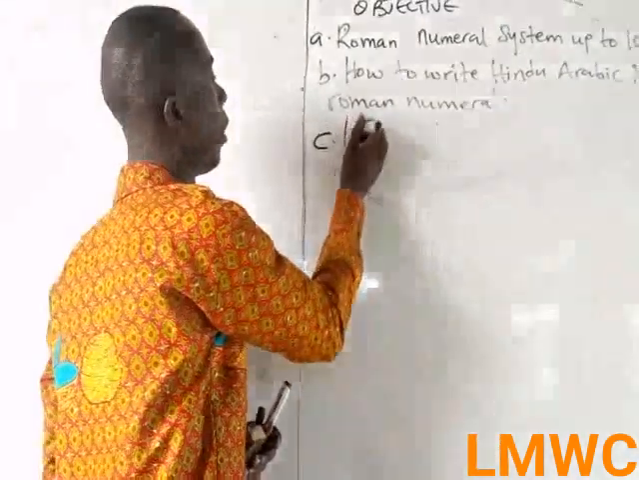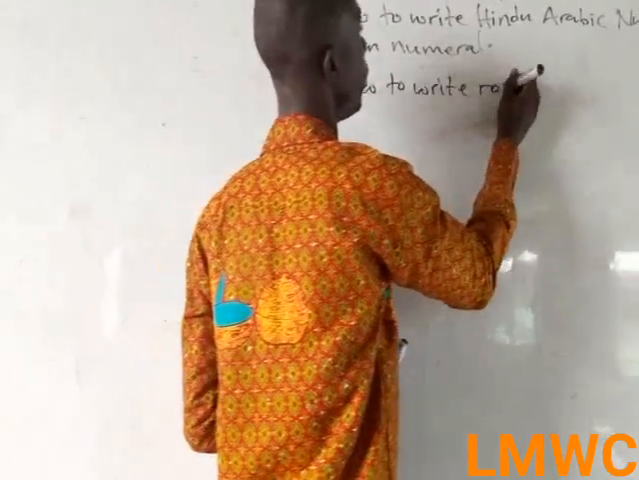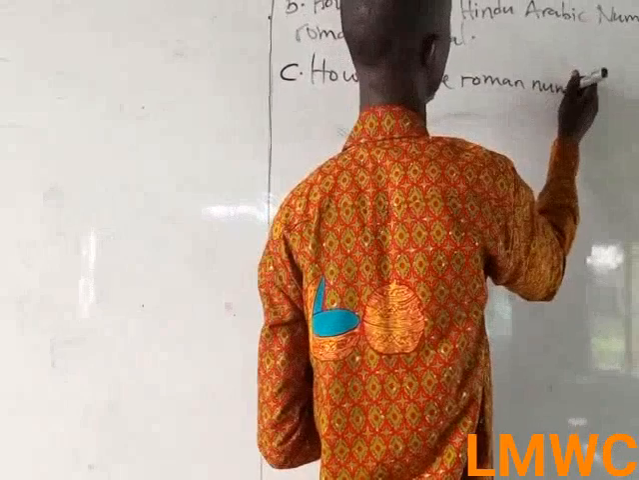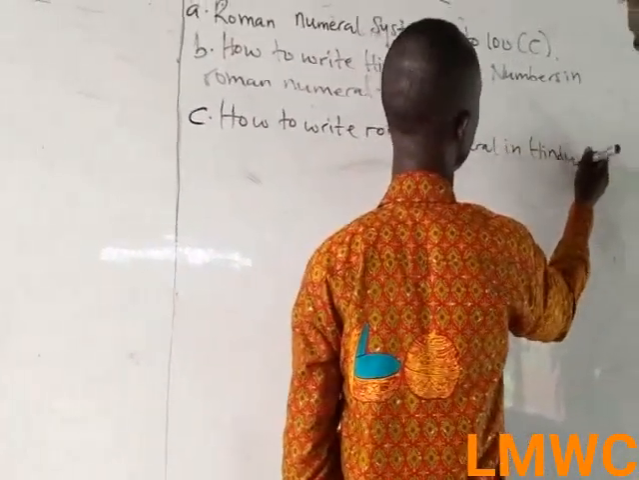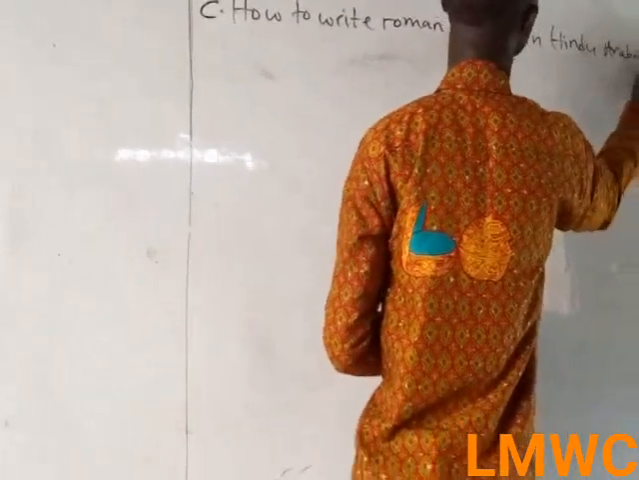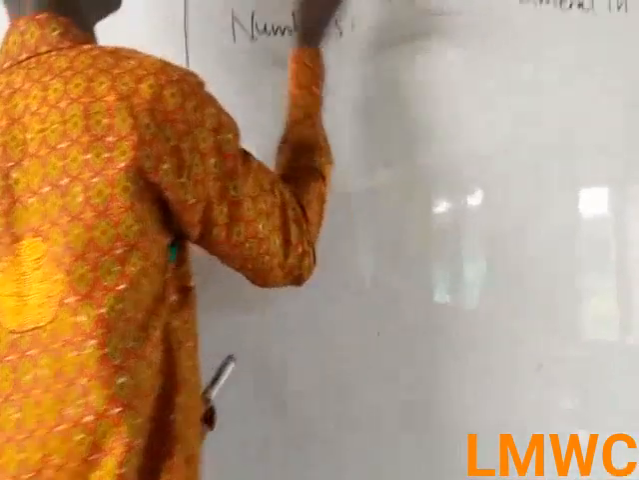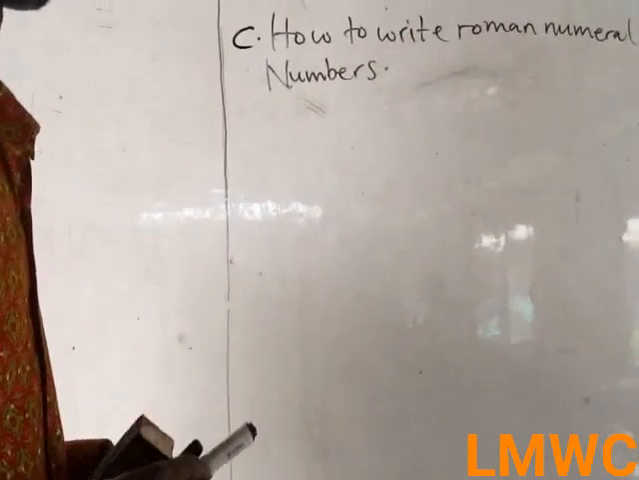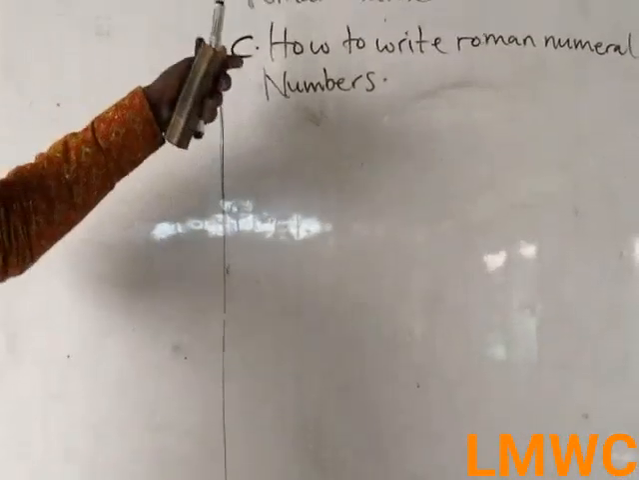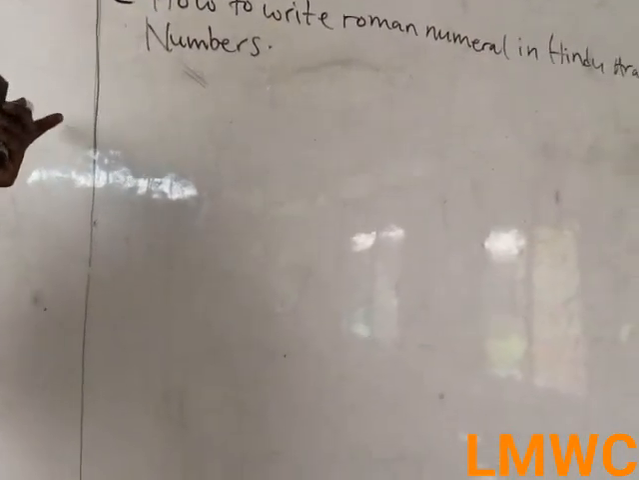So today's objective is for us to learn how to write Roman numerals in Hindu Arabic numbers. So our main objective is basically 3 under this topic.